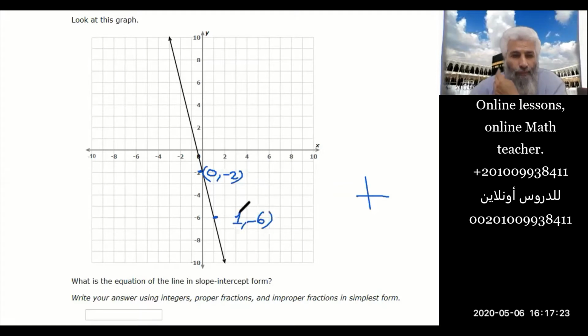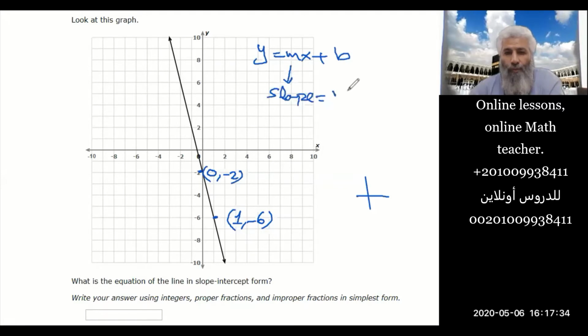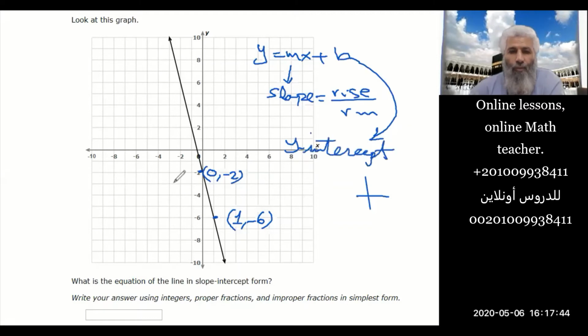We need to calculate b and slope because y equals mx plus b. M is the slope, which is rise over run, and the b is y intercept. Now here y intercept is this point, b is -2. Y equals mx minus 2. What is m? We need to calculate the slope.